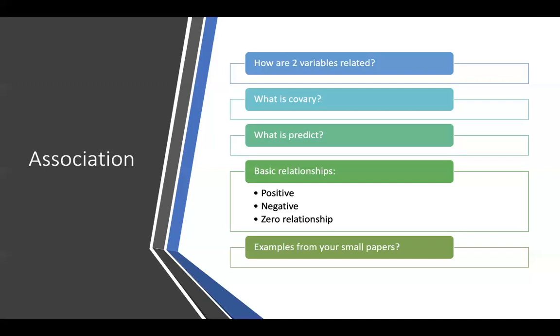So the idea is that if they move together, they're correlated, and they could be in a positive or a negative relationship. They move together either in the same direction or in opposite directions, but they're moving together. So they're co-varying. If there's no relationship, one goes up, one goes nothing, then that's a zero relationship.